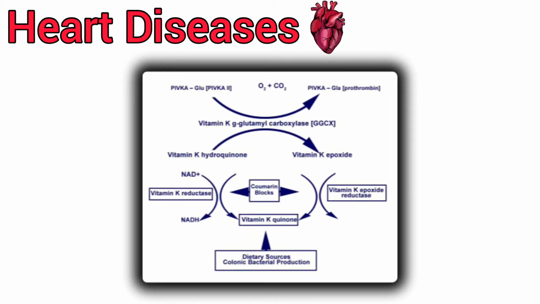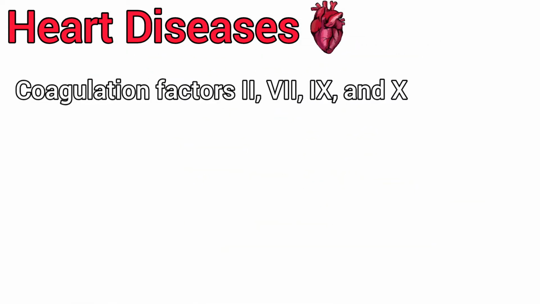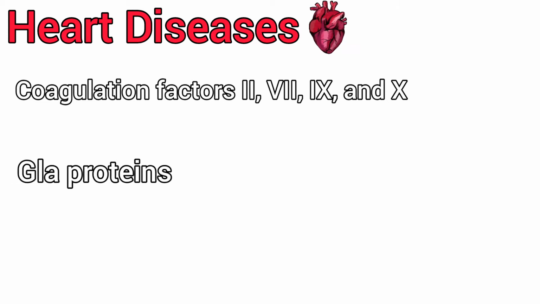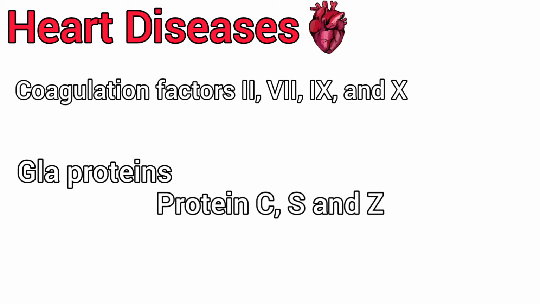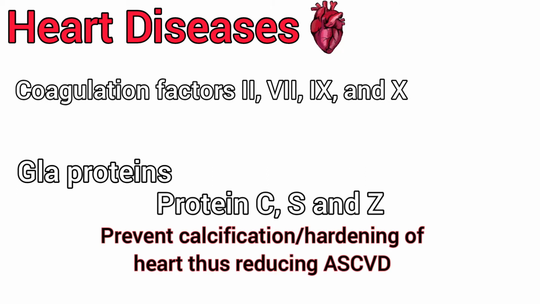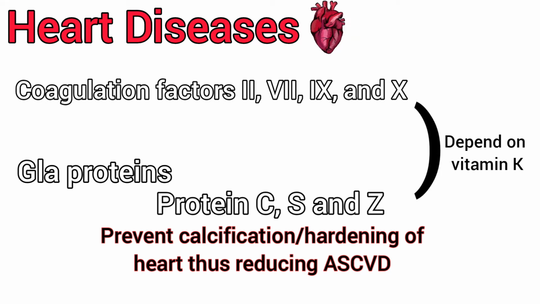Now, how does vitamin K affect heart diseases? The image below outlines the vitamin K cycle. However, keeping it short and simple, we have coagulation factors, which are 2, 7, 9, and 10, as well as other GLA proteins, for example protein C, protein S, and protein Z. They help to prevent calcification or hardening of the heart arteries, which is a contributor to atherosclerotic cardiovascular diseases, including multiple cardiovascular diseases. So these coagulation factors and proteins depend on the presence of vitamin K for their activity.